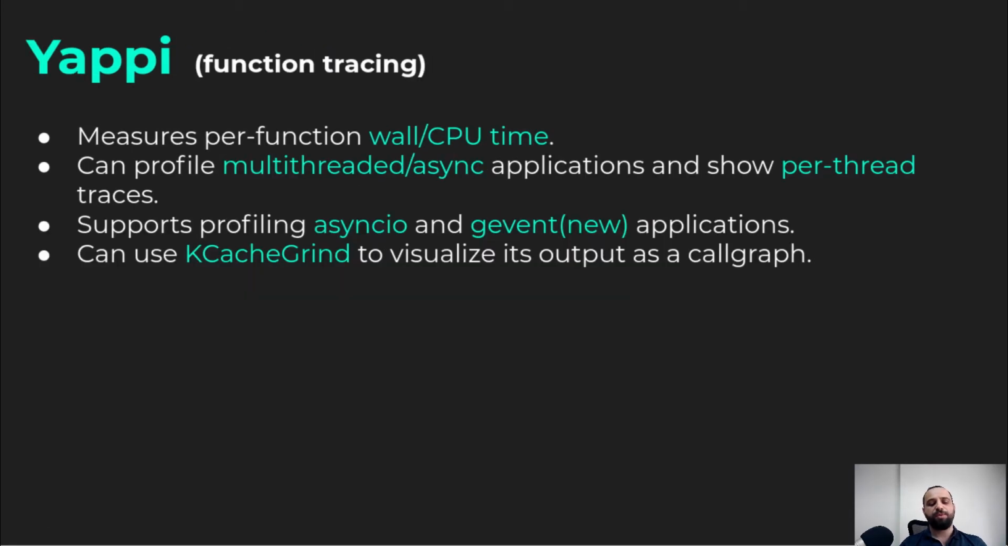Yappi is another profiler which measures per function wall and CPU time. It can profile multi-threaded applications as well as asyncio and greenlet-based applications. And you can see per thread traces from its output. And you can use KCachegrind to visualize its output.